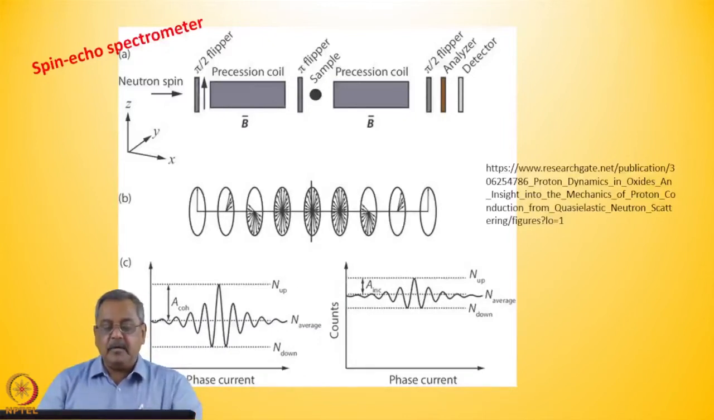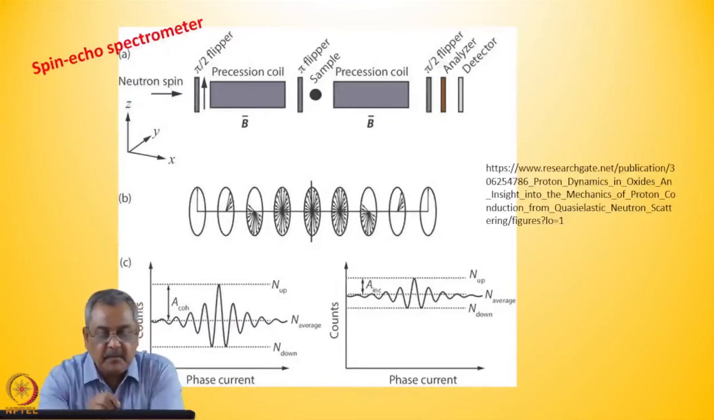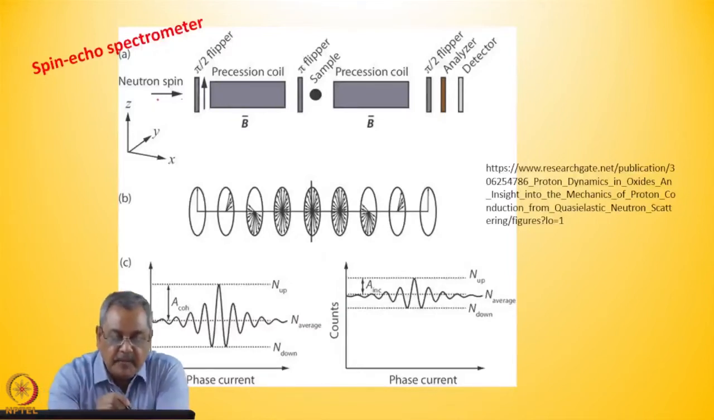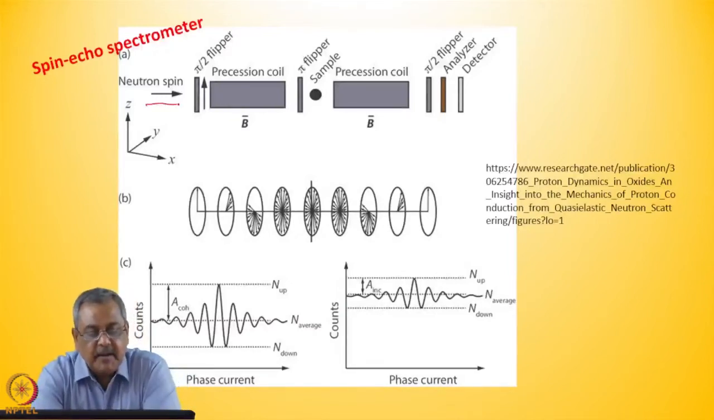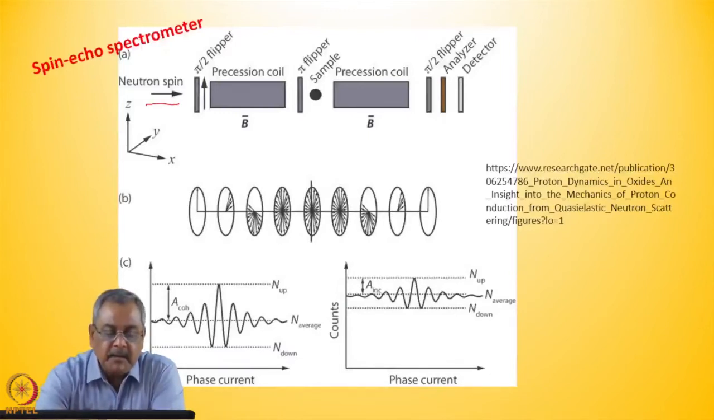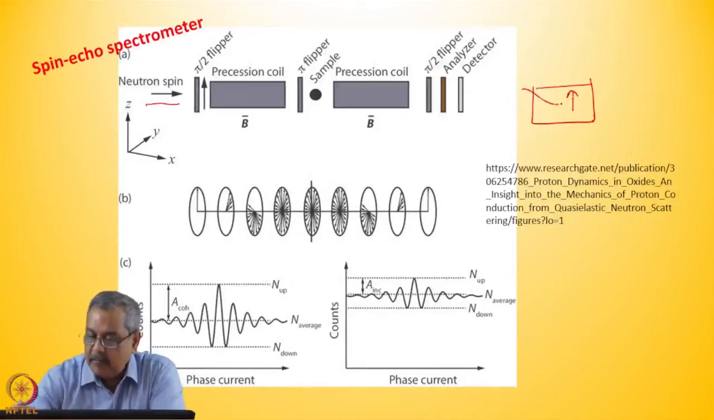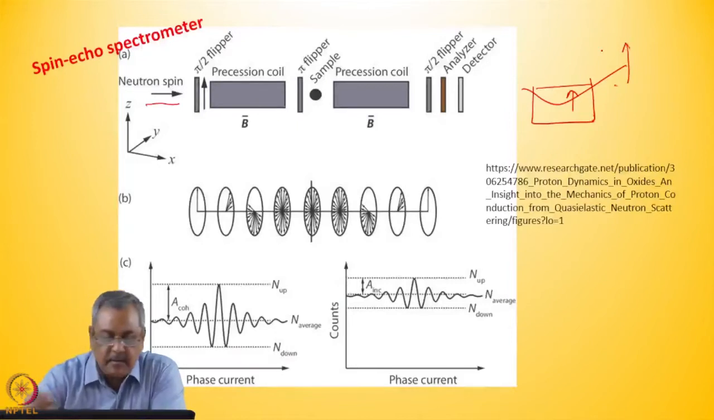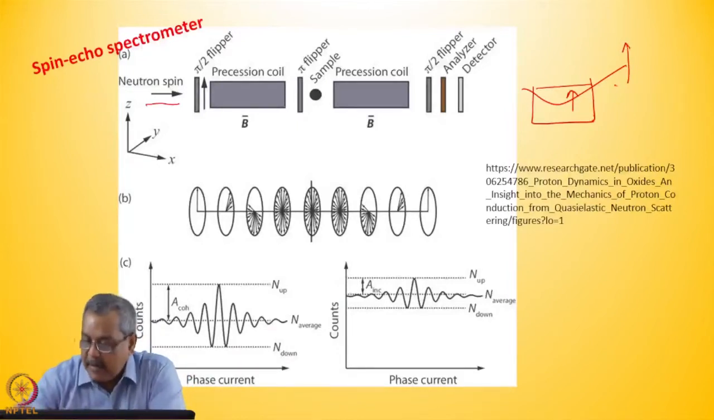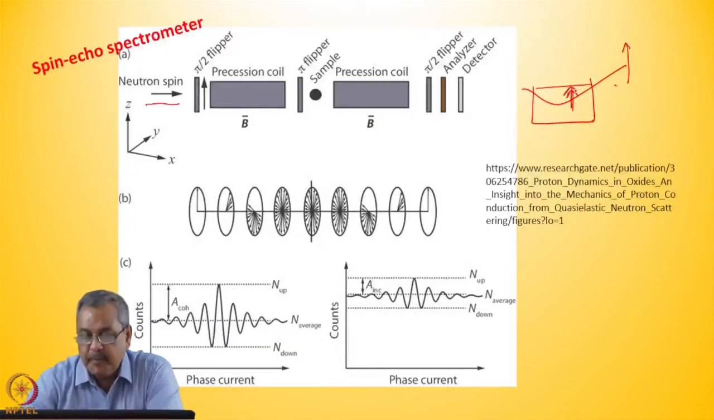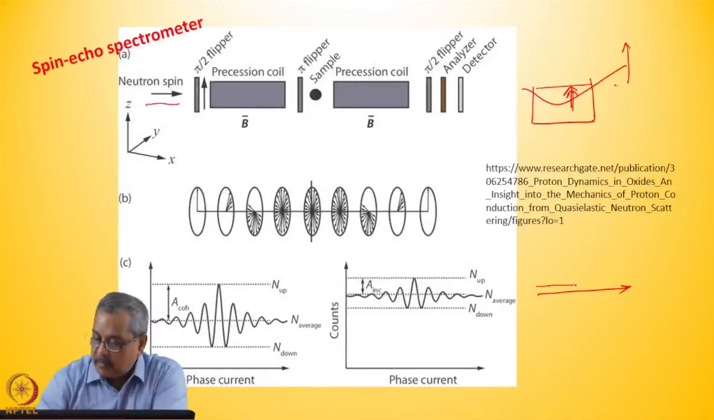echo spectrometer. So how do we measure inelastic neutron scattering using a spin echo spectrometer? Here I am just showing you the neutron spin. First you polarize a neutron beam, possibly by reflecting with a supermirror, and then you have a pi by 2 flipper. Because this is reflected from a supermirror, the reflected beam has a polarization direction which is parallel to the polarization in the supermirror plane. So that means the beam coming has a polarization which is along the beam.